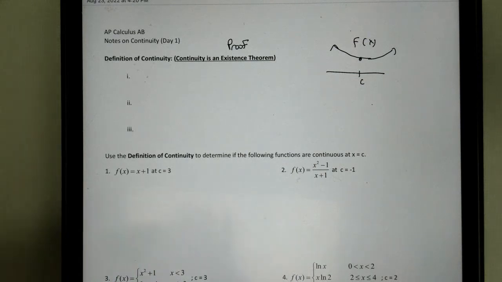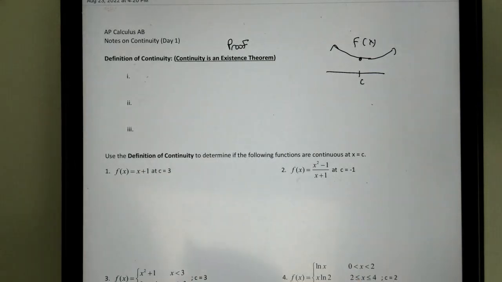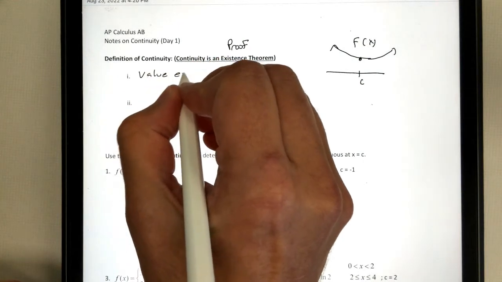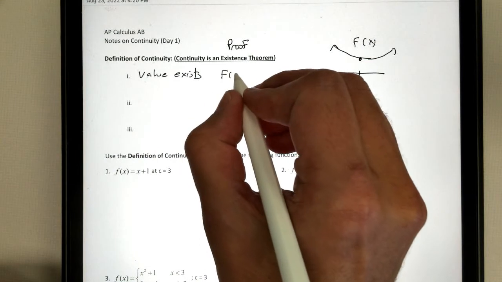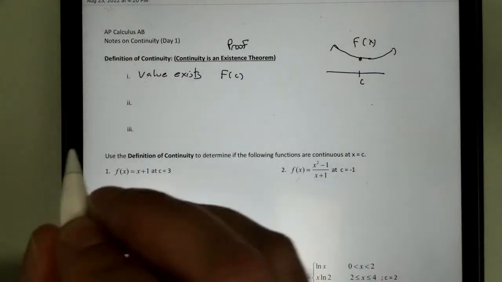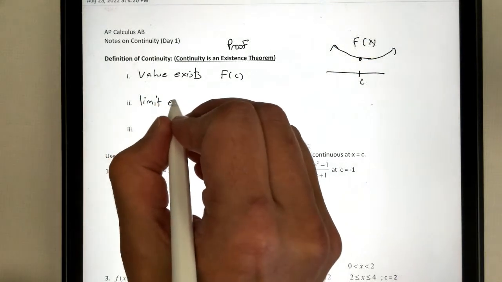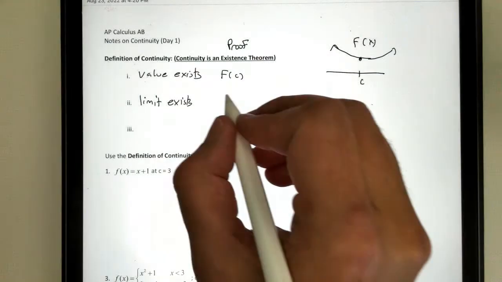To do that, we have a set of rules for us. So here we go. Step one, we have to show that the value of the function actually exists, that we can have a value there. In other words, we have to find f of c. Next, we have to look at the limit of the graph. We have to see that the limit exists. And to do that, we have to do our process.